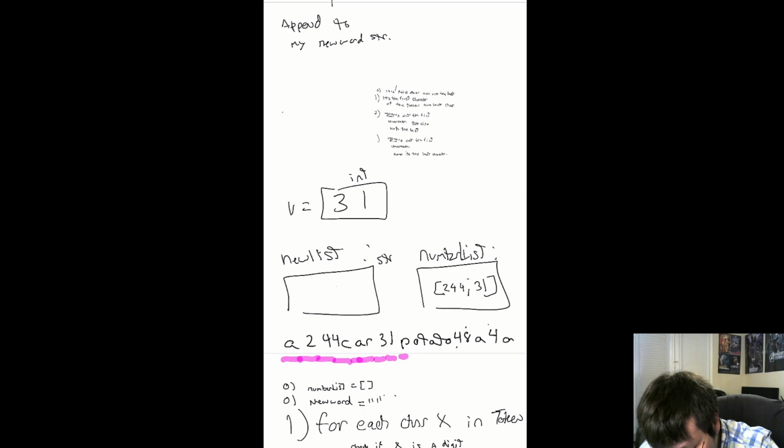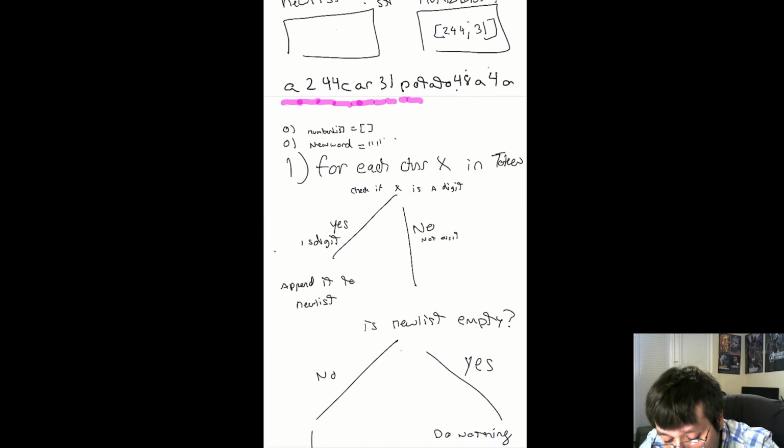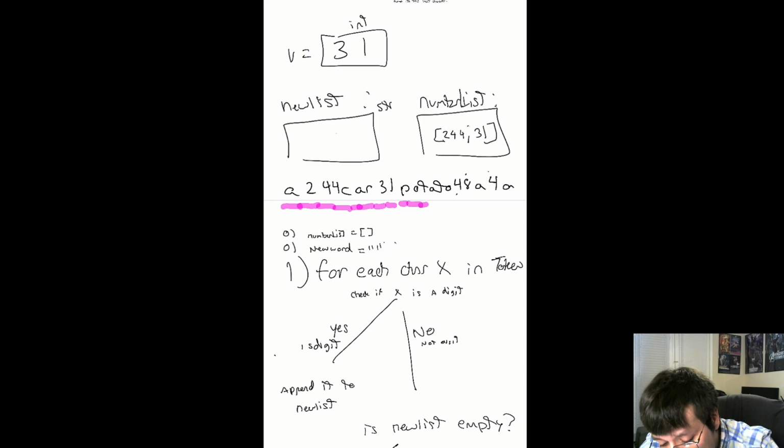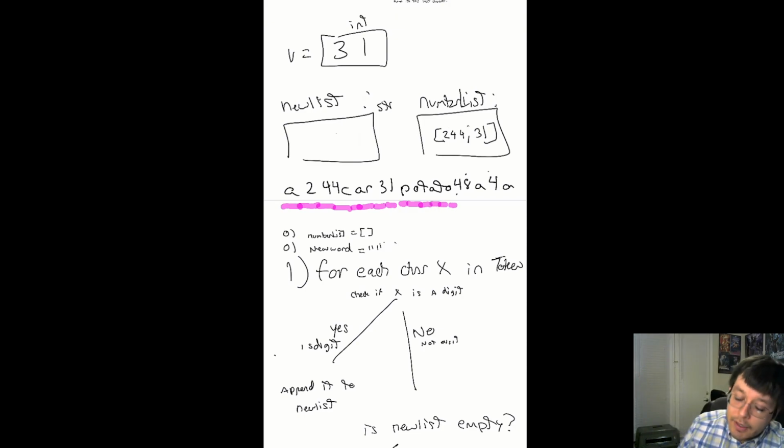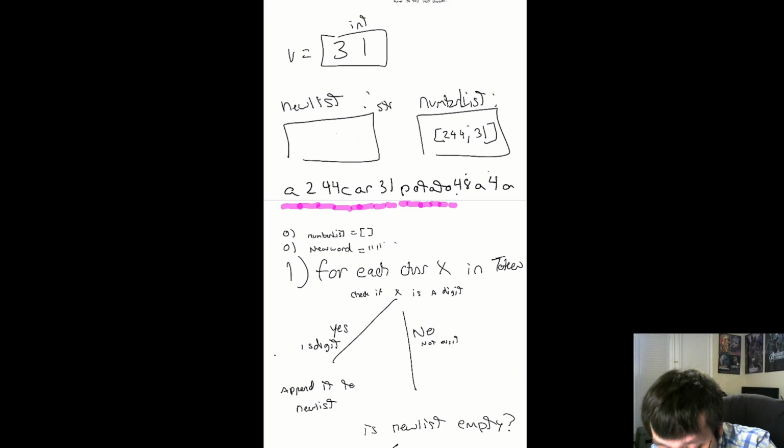So that was the P. Now we go look at the O. Is O a digit? No. Is new list empty? Yes. So do nothing. And you will see that it does nothing until you get to the 48. Then the 48 will get added to new list, and then that 48 will be copied over to the V, and then appended. So now num list is going to have 244, 31, and then 48 in it.